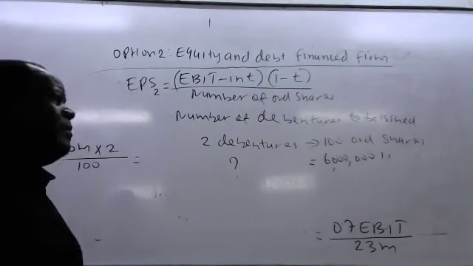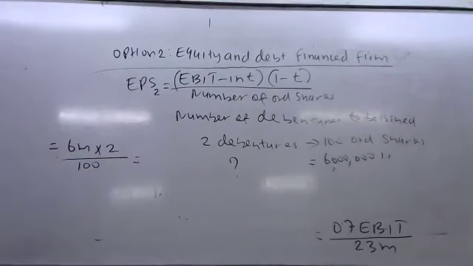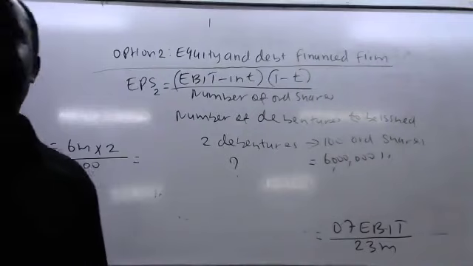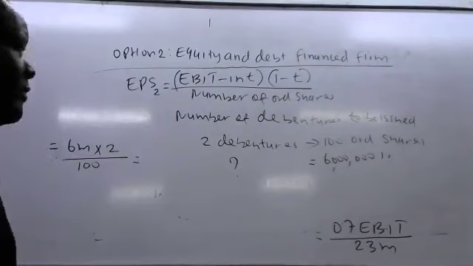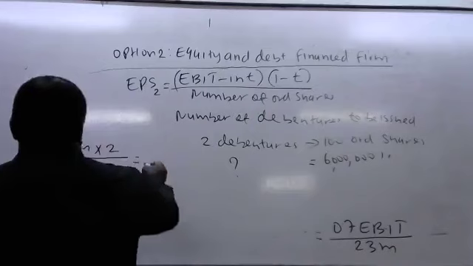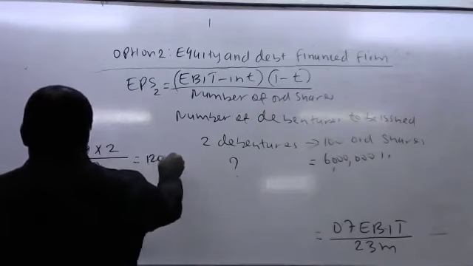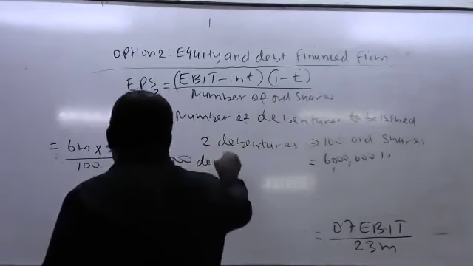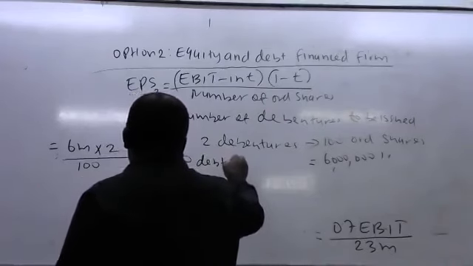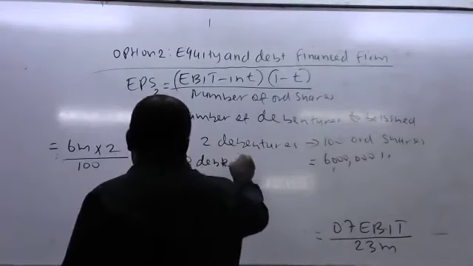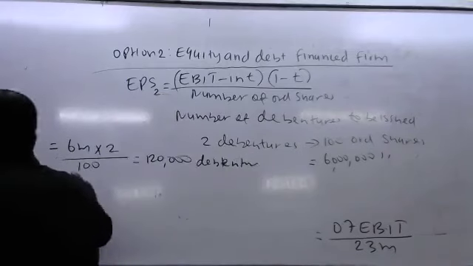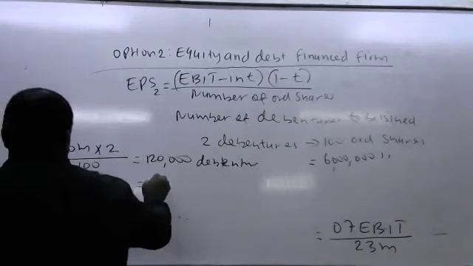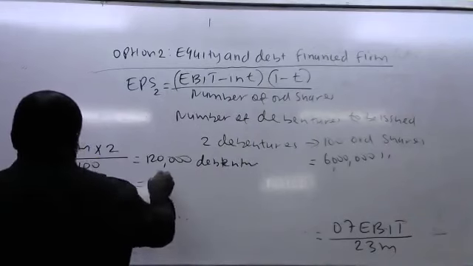So we come up with the number of the debentures at that level. So it's 100 and what? So there will be 120,000 debentures. So we want now to get the interest on that. One debenture is worth how much?